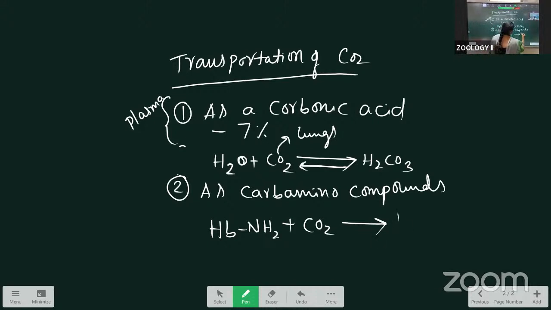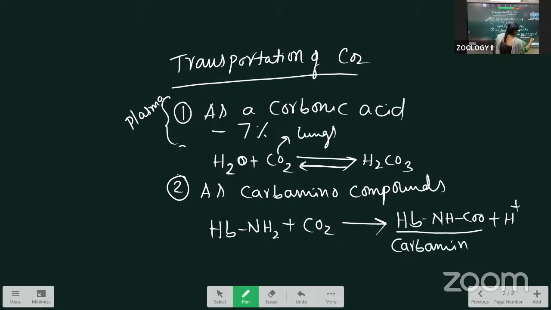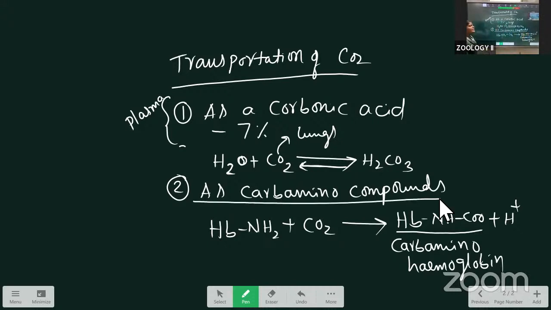Here, how? Hb NH COO plus H plus. Here it is a carbamino hemoglobin. This is called carbamino hemoglobin. This one is present inside the RBC. Carbamino compounds are formed inside the RBC.